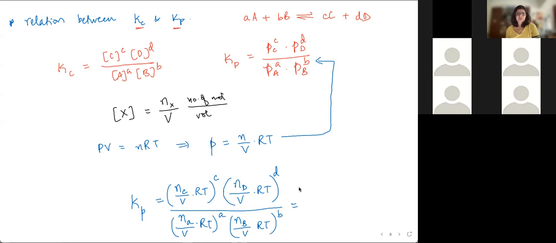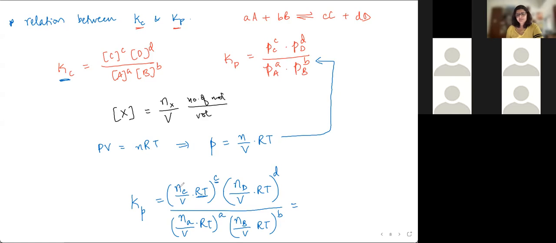To give me the expression for KC exclusively, like KC into something. Can you simplify it, or should we do RT? KC into RT, will it be just RT? C plus D minus A minus B. There you go. You have the exponents, which is applied to RT also.